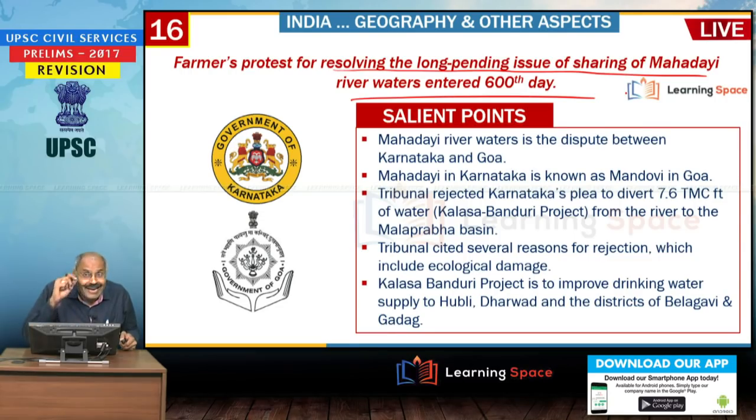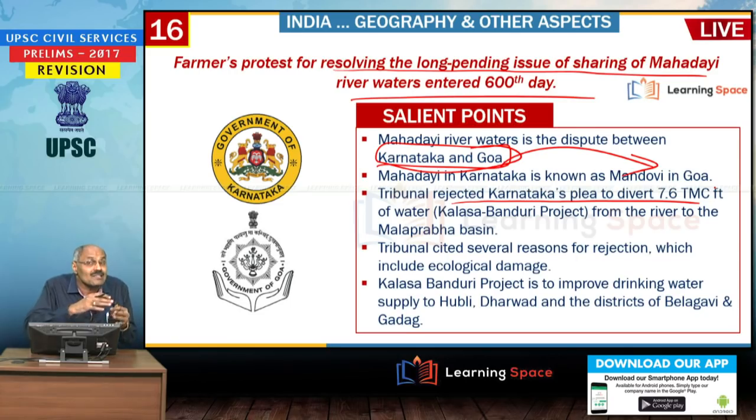Mahadayi river waters, at present it is the dispute between Karnataka and Goa, but overall Mahadayi rivers are to be shared between 3 states, Maharashtra, Karnataka and Goa. This Mahadayi river name is Mandavi river in Goa, please do not forget. The tribunal rejected Karnataka's plea. Karnataka wants to divert water from this Mahadayi river basin to Malaprabha river basin.